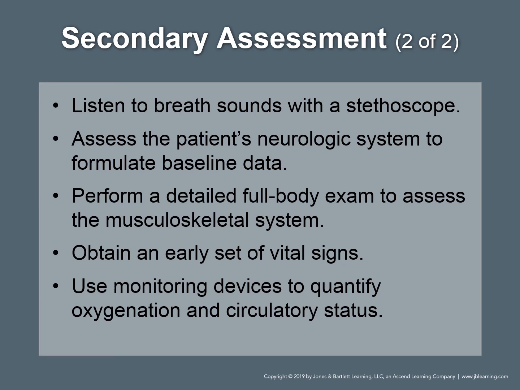Do your Glasgow Coma score. That way you can start trending and see what else is going on with the patient. Full body exam. Assess the musculoskeletal system. Look for broken bones, any injuries that could have occurred from the burn. Get an early set of vital signs because trending is going to become really important. That's going to let you know how your patient's doing.